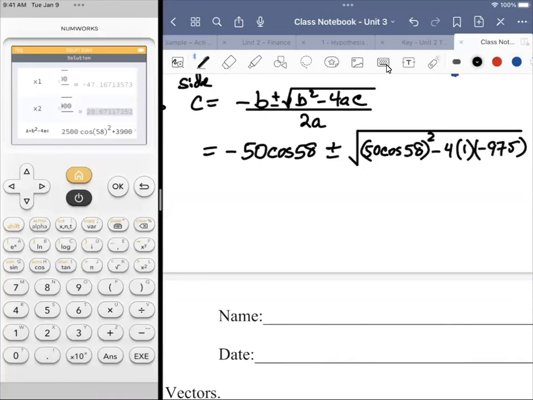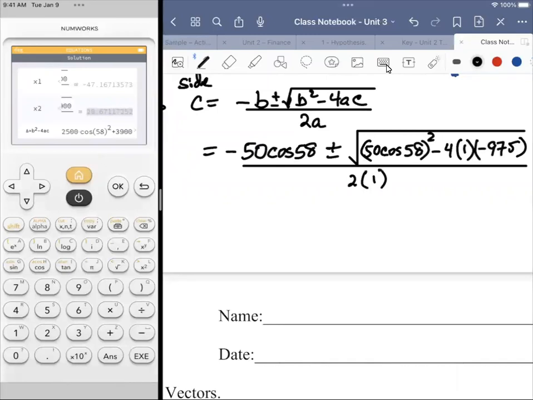I'll never learn and never make the radical bar long enough, and I always have to extend it. So, old habit. Even back when I was teaching with a chalkboard, I would still always cut the radical too short. I don't know. 2 times 1.